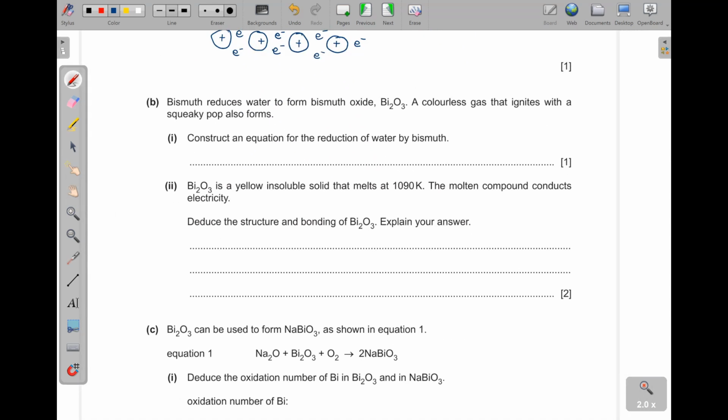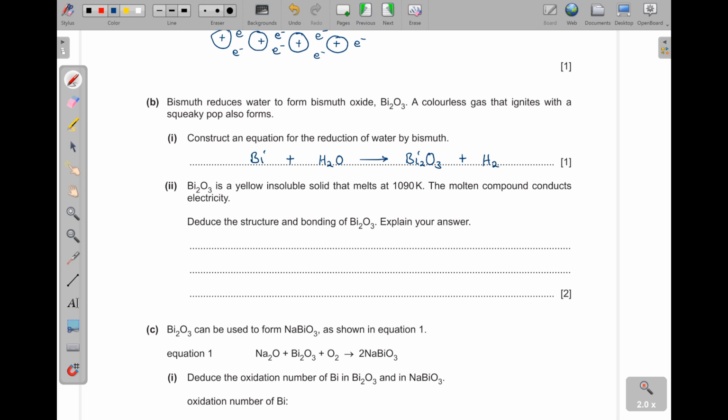Then part B, bismuth reduces water to form bismuth oxide. A colorless gas that ignites with a squeaky pop forms. This is hydrogen gas. Then they are saying construct an equation for the reduction of water by bismuth. So I'll write bismuth here, then plus water. And remember, an equation is not correct unless it is balanced. So we shall have bismuth oxide, then plus this gas here, which gives a squeaky pop.